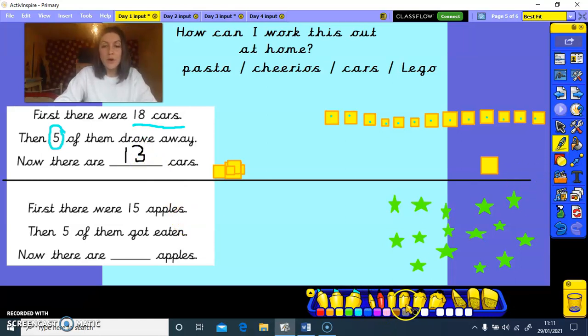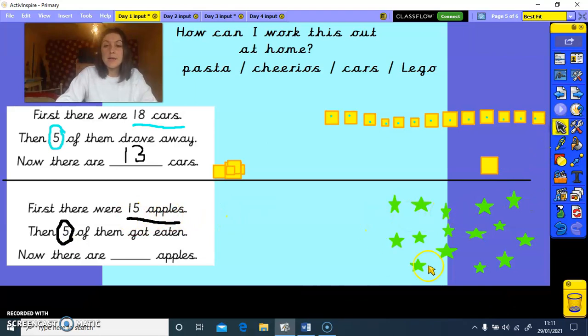So I have got, how many am I starting with? Let's underline it. I'm starting with 15 apples. How many have been eaten? 5. So I'm circling my 5 to remind me that's what I'm taking away, and this is what I'm starting with. These are going to be pretend little pasta pieces. Star shape, very cool, I thought. So let's make sure I've got 15.